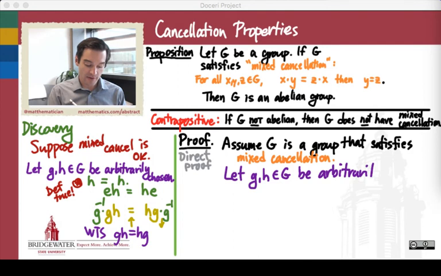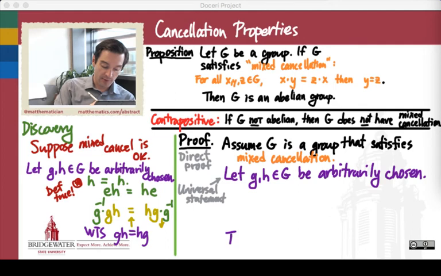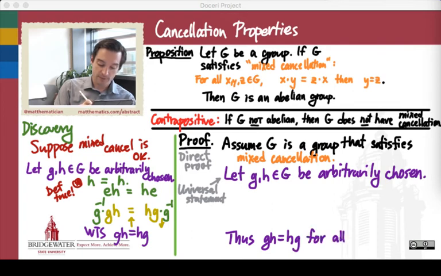And again, the function of this, especially of the phrase arbitrarily chosen, that's a phrase that mathematicians and proofwriters absolutely love using, clues us in to the fact that we're proving a universal statement. The thing that we're about to prove is going to be true for all G and H. Let G and H be arbitrarily chosen. And we know that our endpoint is that we need to be able to conclude, thus, GH equals HG for all G and H in my group.